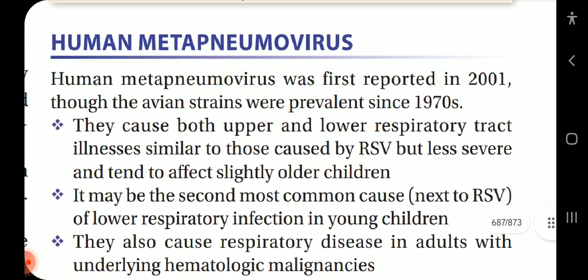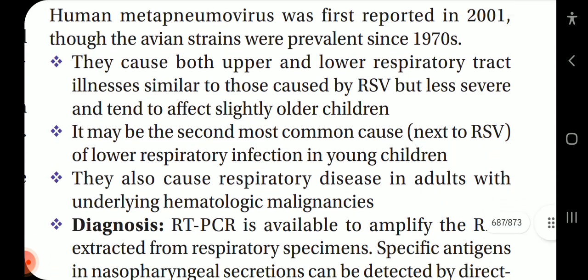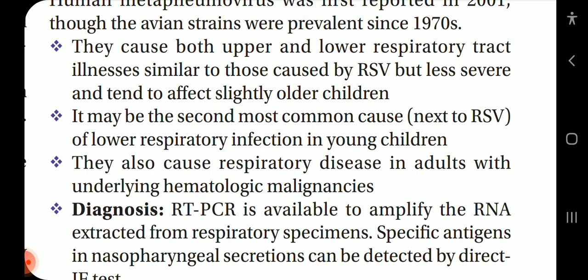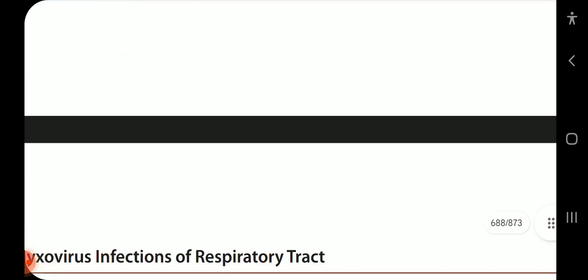It is hence not recommended currently. Human metapneumovirus. Human metapneumovirus was first reported in 2001, though the avian strains have been prevalent since the 1970s. They cause both upper and lower respiratory tract illnesses similar to those caused by RSV but less severe, and tend to affect slightly older children. It may be the second most common cause, next to RSV, of lower respiratory infection in young children. They also cause respiratory disease in adults with underlying hematologic malignancies. Diagnosis: RT-PCR is available to amplify the RNA extracted from respiratory specimens. Specific antigens in nasopharyngeal secretion can be detected by direct immunofluorescence test.